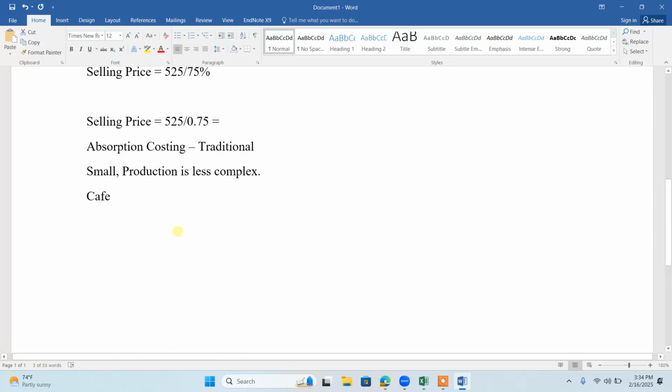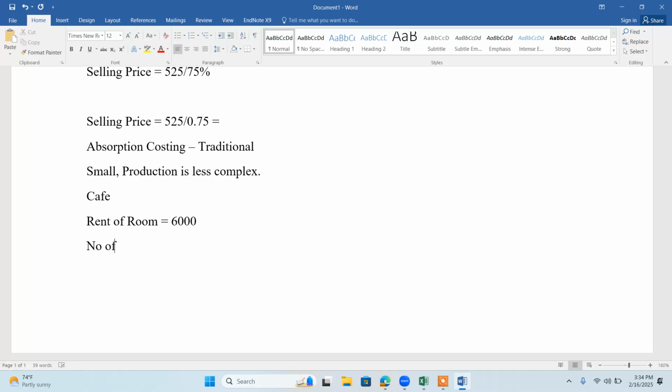For example, if I give you the example of I'm paying the rent of a room, and that is for example 6,000. And the number of students living in this room are, let's suppose, 4. Now when I divide, for example, if I'm using the absorption costing, I simply divide this 6,000 amount by the 4 students. So per student, how much rent do I have to pay?